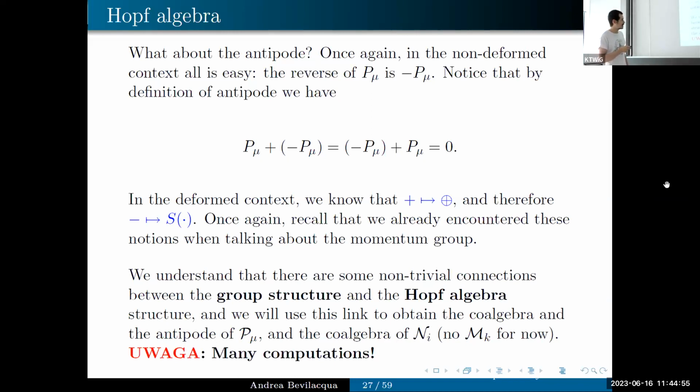And once again, remember that we already encountered this S, this antipode, at the group level. So what I'm saying is that there are non-trivial connections between the group structure and the Hopf algebra structure. And we will use the link to obtain the coalgebra of the antipode of P mu and the coalgebra of Ni.